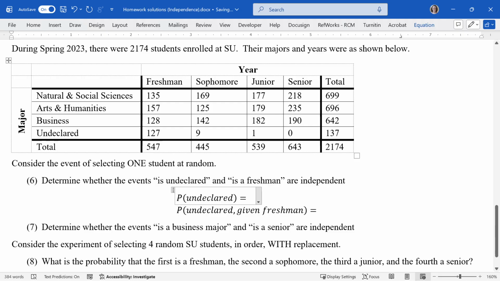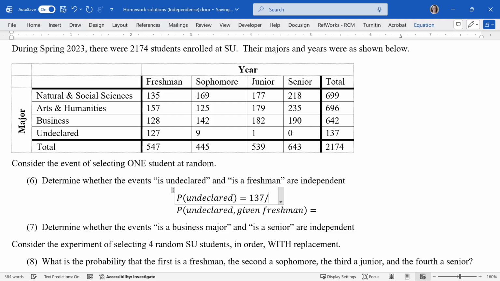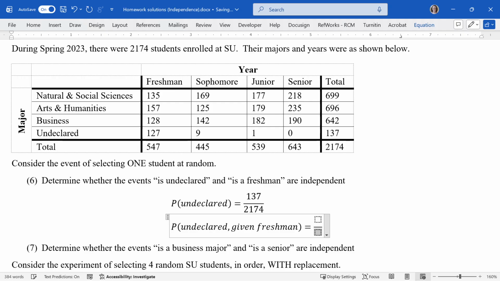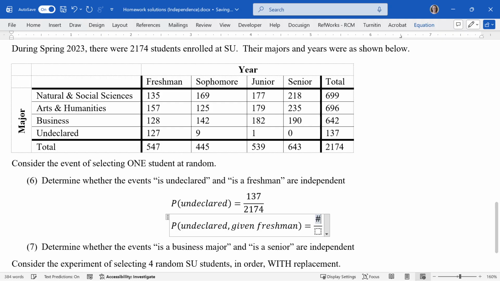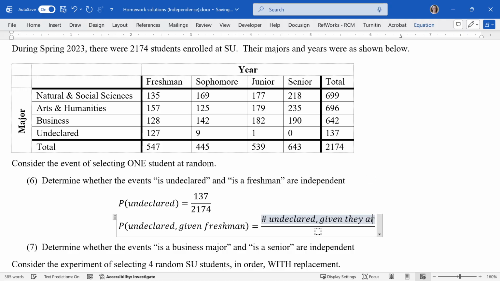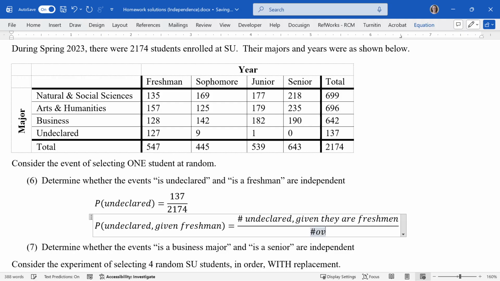Okay, probability of undeclared overall, there's 137 of them, or there were 137. I hope they've declared by now. Out of 2,174 total. Now for the given freshman part, that affects both your top number and your bottom number. On the top, you want to put number of undeclared given they are freshmen. And then on the bottom, you want to put number of just overall students, but still given that they are freshmen.